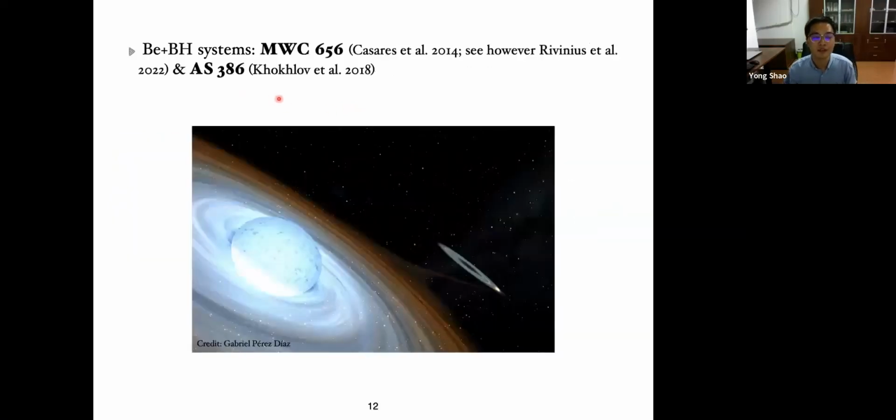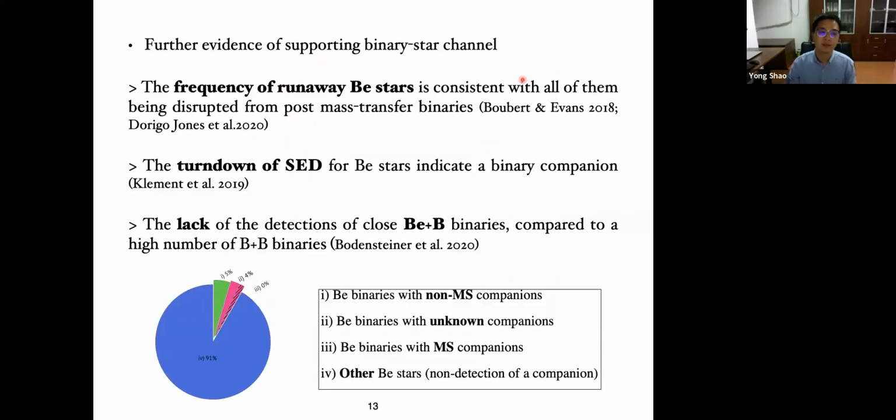For B plus black hole systems, there are 2 such systems known in the Milky Way. The first one is MWC 656. Also, recently this binary was argued to be a B plus helium star system. But next I will list some other evidence to support a binary star channel for B star formation.